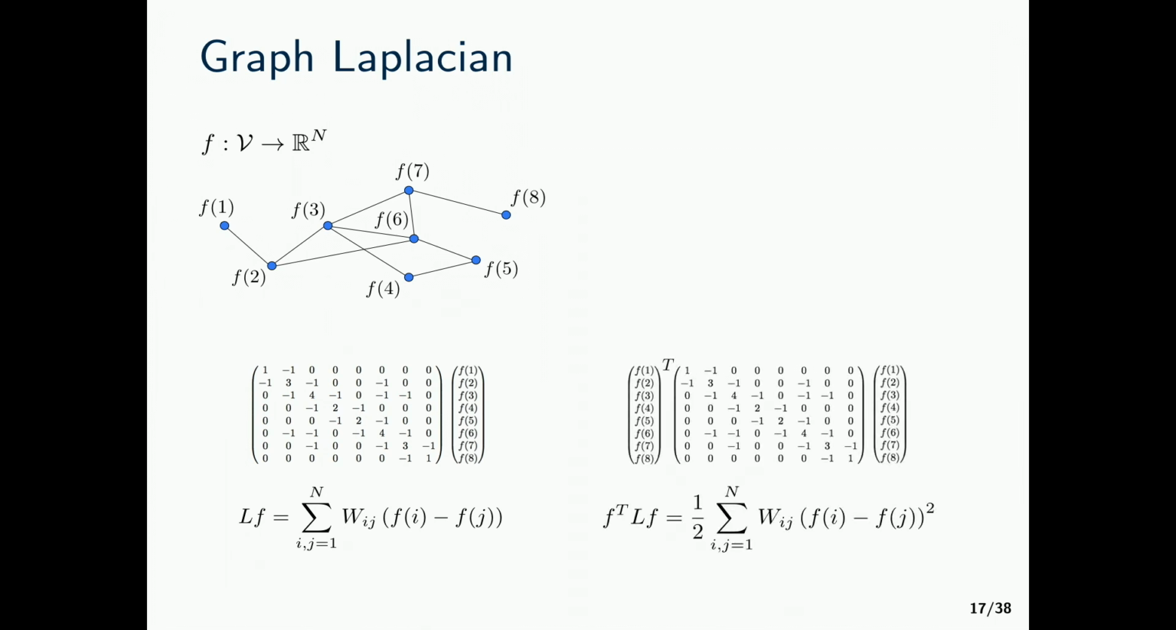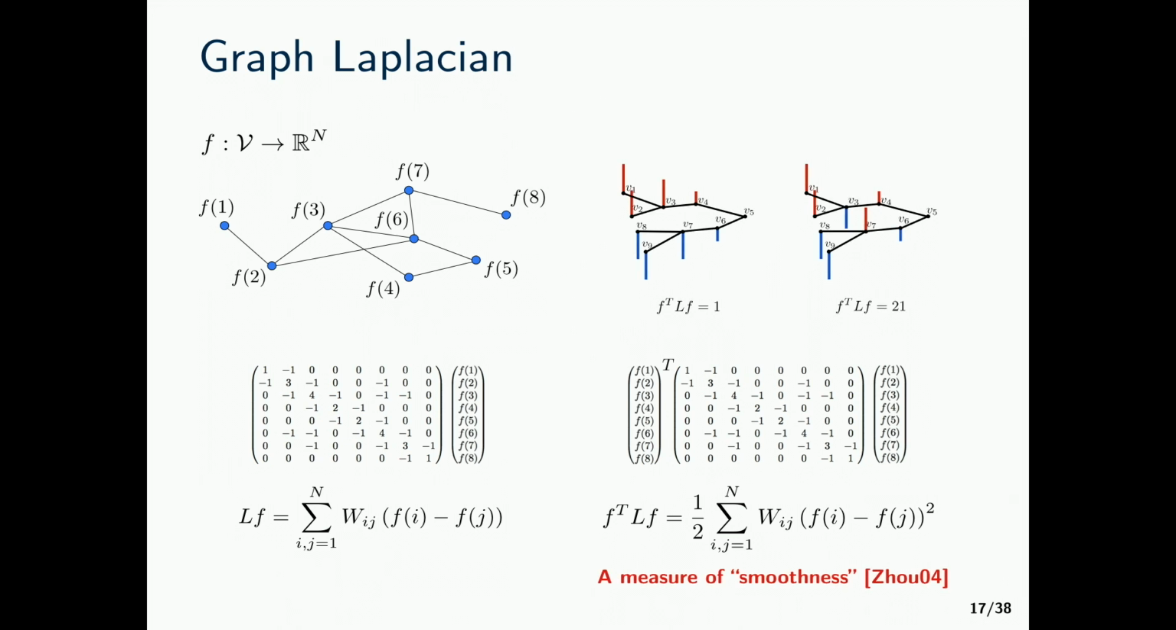A more commonly used form is this one. It's a quadratic form of your signal f, which is called the Laplacian quadratic. What this does is basically to do something similar, but raise the difference to the second degree power. So it is natural to see that this f transpose L f gives us a kind of notion of smoothness of the signal. By that I mean, if a signal is smooth, that basically means that whenever there is an edge between two nodes i and j, I hope the corresponding values f_i and f_j to be close. Therefore, if you minimize this f transpose L f, basically you will enforce the smoothness of the signal.